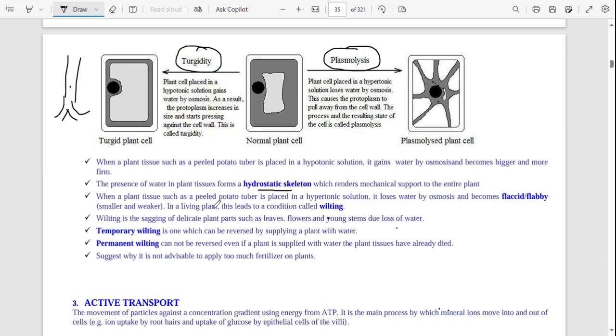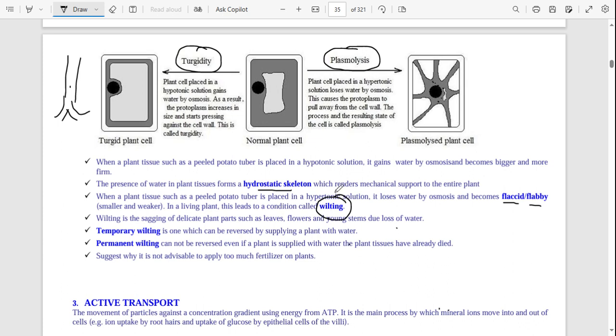But when plants, for example, a potato that has been peeled like that, is placed in a hypertonic solution. Normally, what was supposed to happen is that when you place it in a hypertonic solution, it's supposed to lose water to become plasmolysed. So for a peeled potato, it's going to lose water by osmosis, and then it will become what we call flaccid or flabby. Take note of that, all right? And in a living plant, it is going to lead to a condition which is known as wilting.